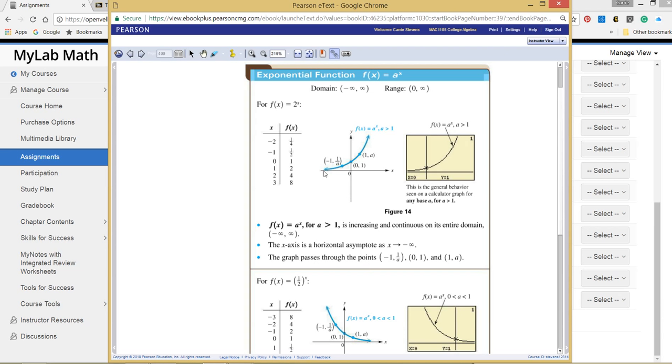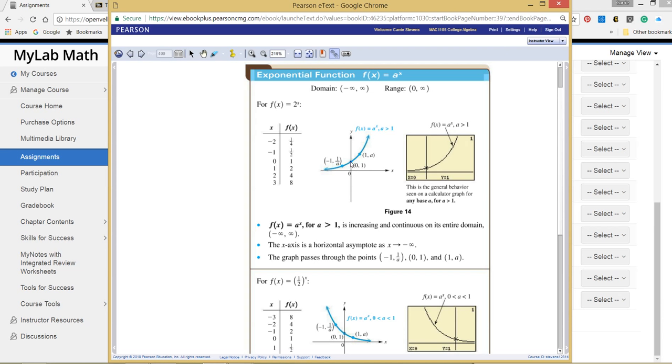But one thing I want to point out is that you have certain points that are always on the basic parent function, and that would be (-1, 1/a). And what is a? a is the base of the exponential function. So you can see it here: a to the power of x, and 2 to the power of x. In this example, 2 would be a. So you should have the point (-1, 1/2), as you can see right here.